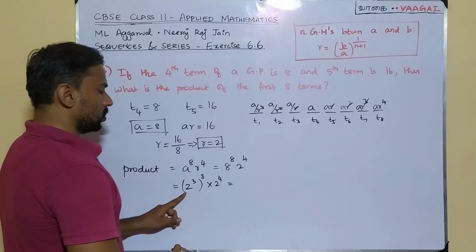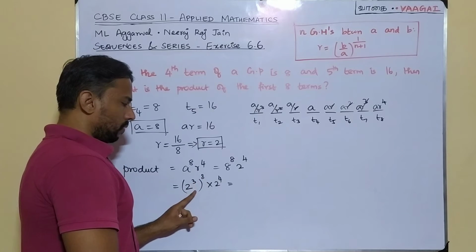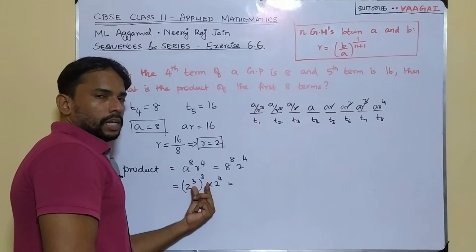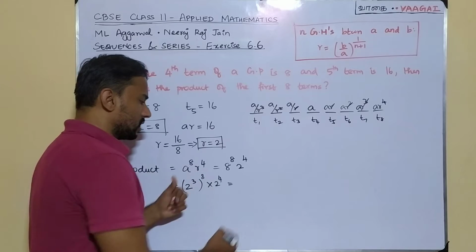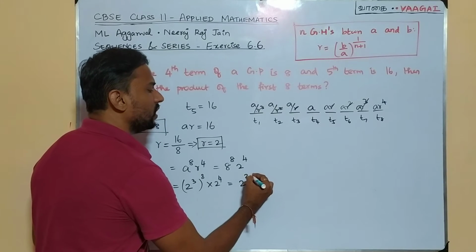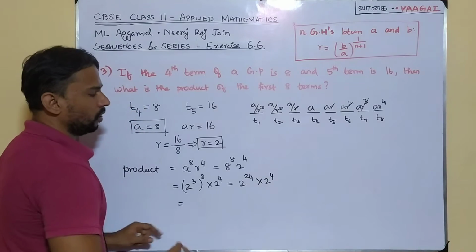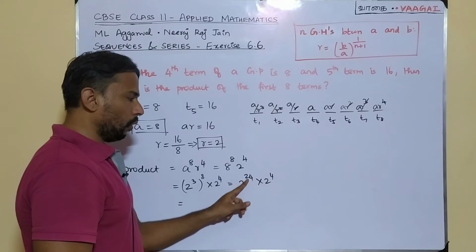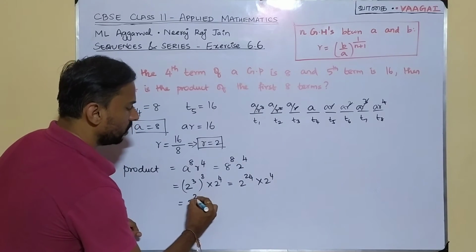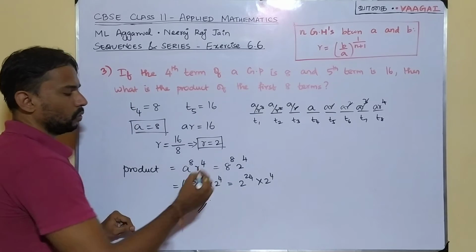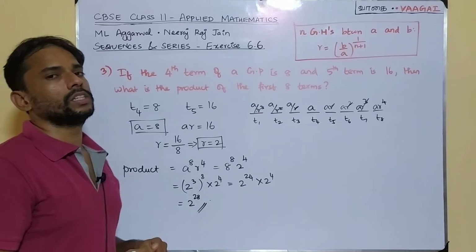Next, 2 power 3 power 8. Power of power, we can multiply the powers. So 3 8s are 24, 2 power 24 into 2 power 4. So finally our answer will be 2 power 24 plus 4, which is 2 power 28. That is going to be the answer. Again, I just insist one more point.